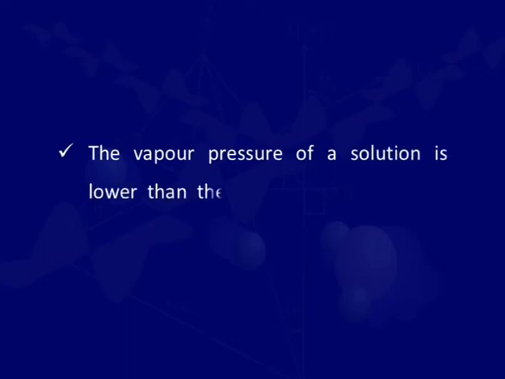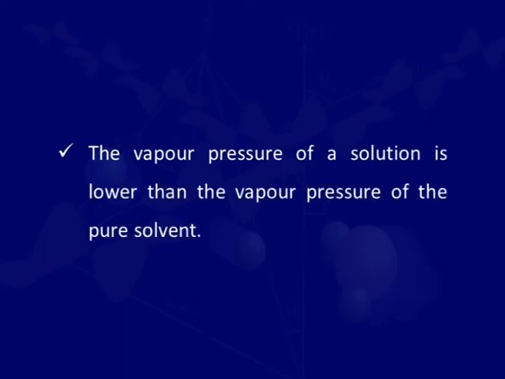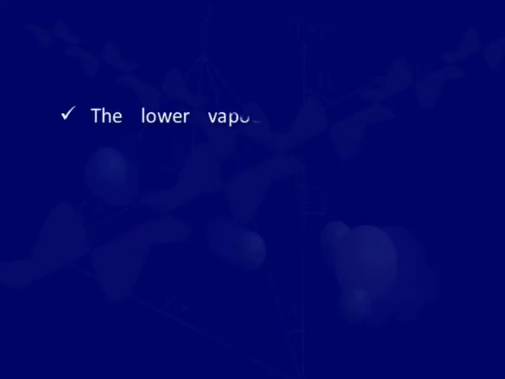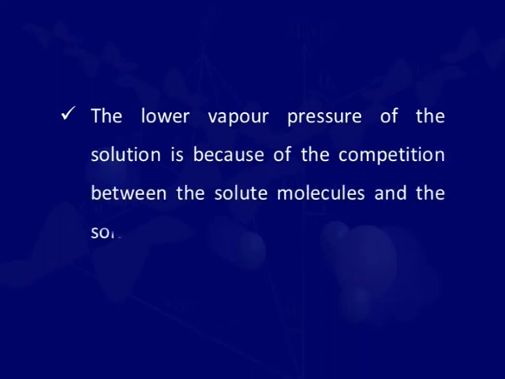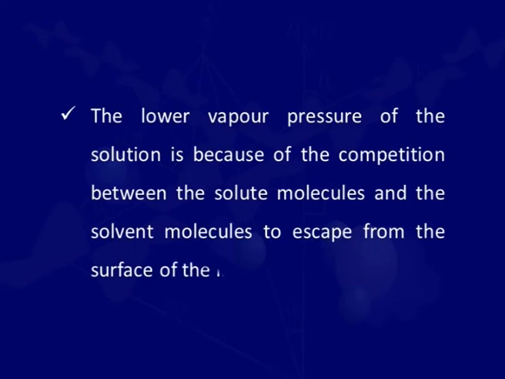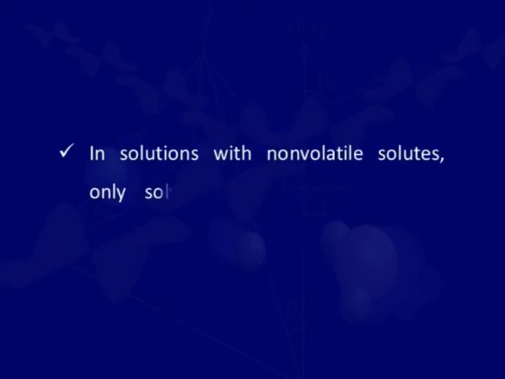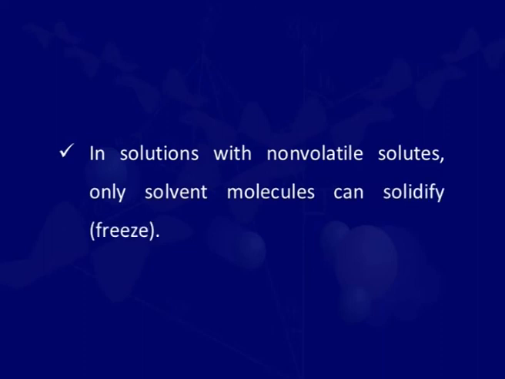Before going to the next colligative property, you must recall that the vapor pressure of a solution is lower than the vapor pressure of pure solvent. The lower vapor pressure of the solution is because of the competition between the solute molecules and solvent molecules to escape from the surface of liquid. In solutions with non-volatile solutes, it is the solvent only which freezes. Let us define the freezing point before going to the colligative property depression in freezing point.